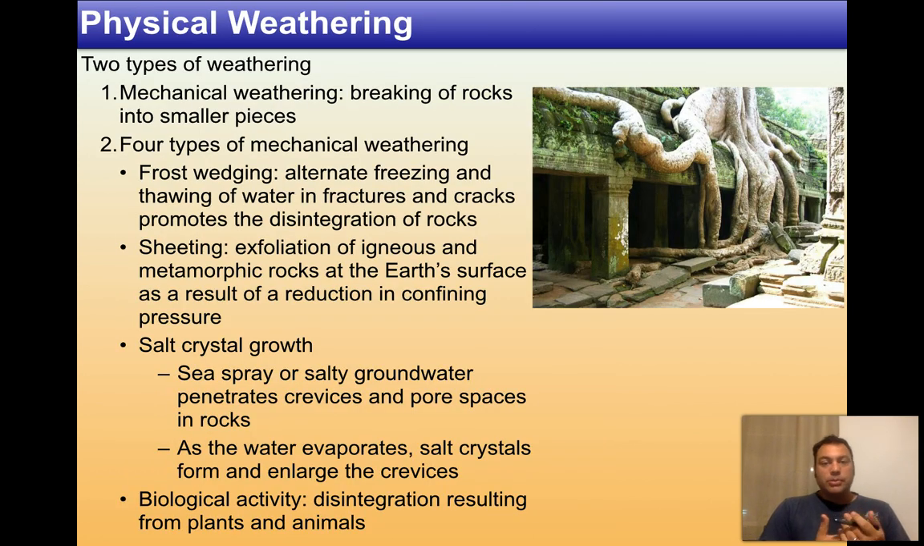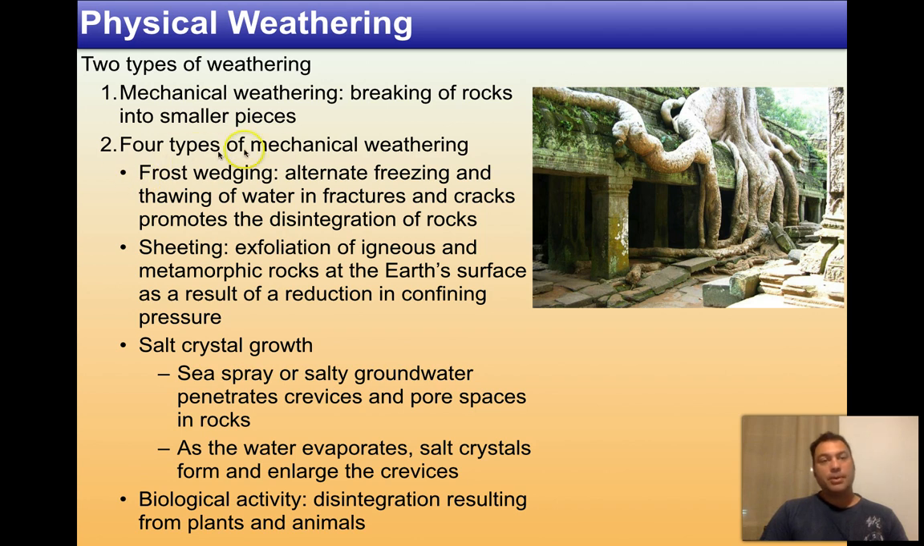So in order to start weathering things, it turns out we have to understand that there are two different ways that you can weather things. First off, there's mechanical weathering, okay, which is the breaking of rocks into smaller pieces. We're going to go into the second variety, which is actually called chemical weathering. That'll be the second half of the lecture. So we'll come to that in a few moments.